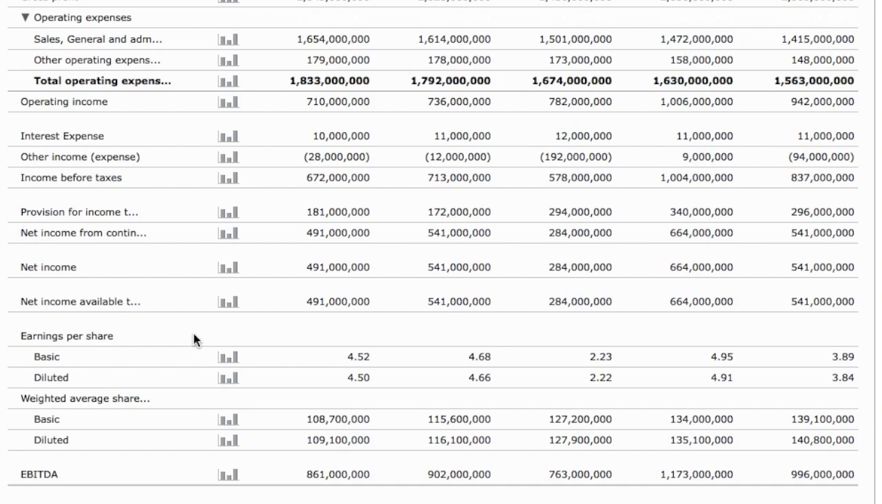Lastly, we can see a figure further down called EBITDA. This stands for earnings before interest, taxes, depreciation, and amortization. This is sometimes used in substitution with net income. However, I only use the figure to compare similar companies in an industry, as it gives a more accurate comparison between two companies.